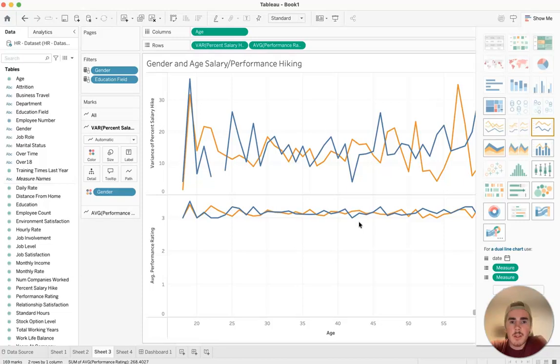This is sheet 3. This is talking about gender, age, and salary performance hiking. Like sheet 2, this was comparing differences between male and females. It's based on their performance ratings between male and females and showing how their salaries are hiked. If you're looking at this, the male would have the hikes going up, and you would just compare these numbers for both performance rating and percent salary hike.